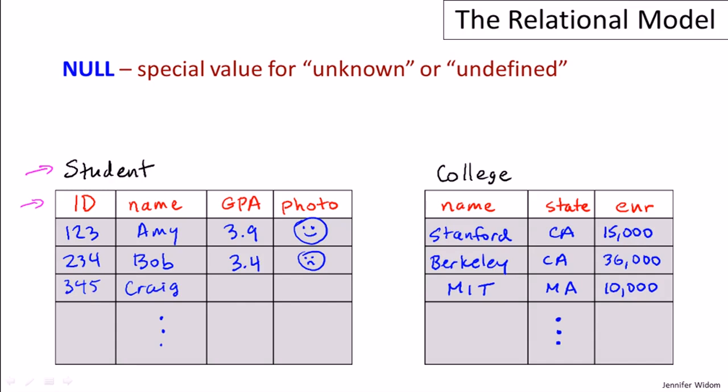Maybe Craig is homeschooled, maybe Craig doesn't want to reveal his GPA. So then the database would contain a null value for Craig, and we'll just put a neutral face there. Or, for example, maybe Bob doesn't want to have his photo in the database, so then Bob would have a null value for his photo. So again, nulls can go anywhere.